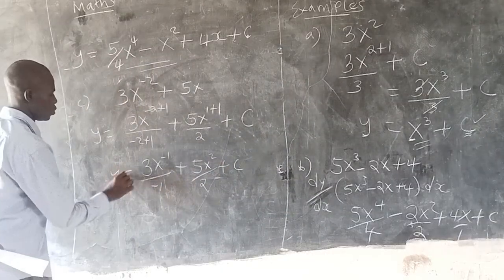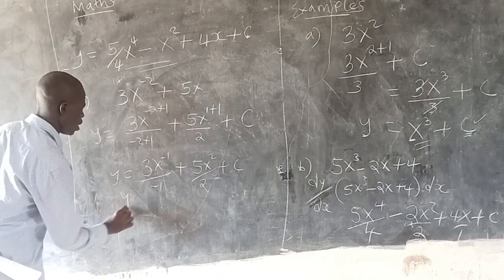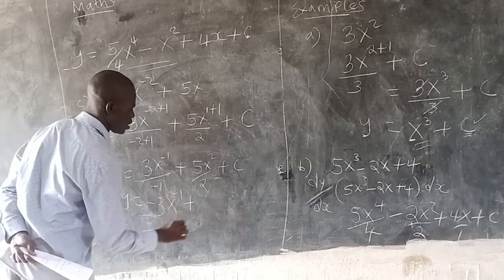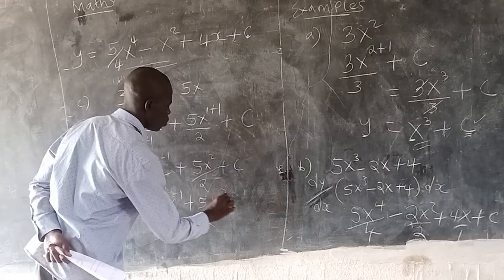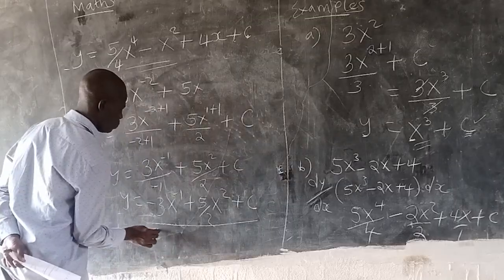So y equal to, remember these negatives, when we divide it comes here. So y equal to negative 3x over negative 1 plus 5 over 2 x squared plus c. So this becomes our equation.